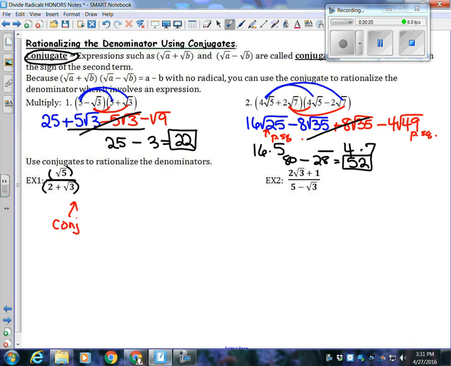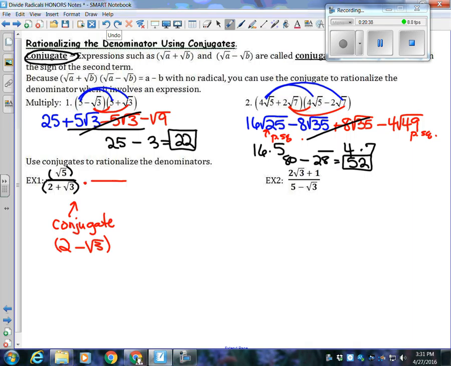So let's talk about what the conjugate is. What would the conjugate be for 2 plus radical 3? Well, it's a matched pair, but it's not exact, so I still have a 2 and a square root of 3. But instead of being plus, I need a minus square root of 3.